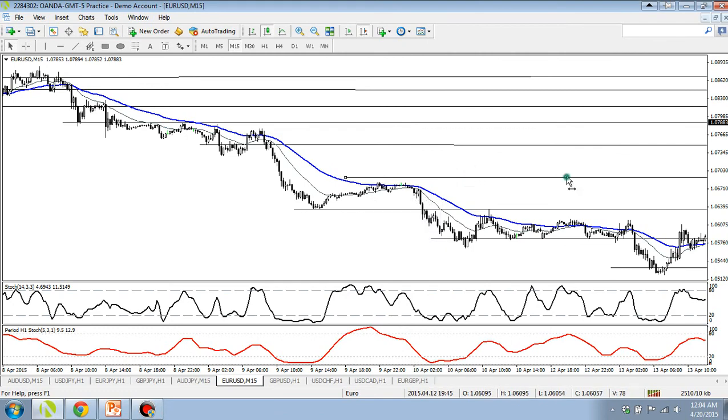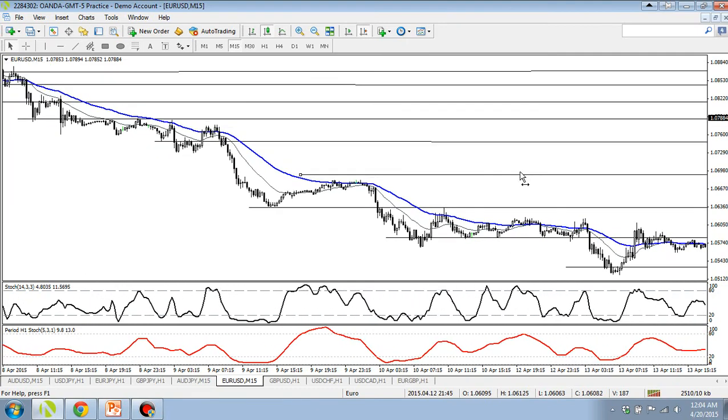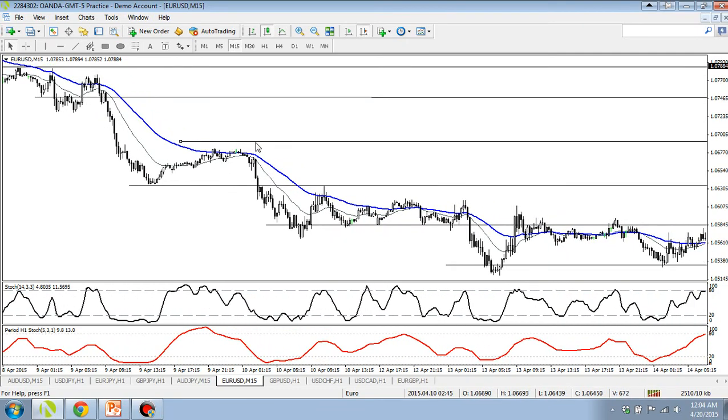Let me make that bigger. Okay, this line is a little too high. It should be right here. But here's the top edge, right? Right here and here. Here's the top edge. Now look at the stochastics here. Okay?